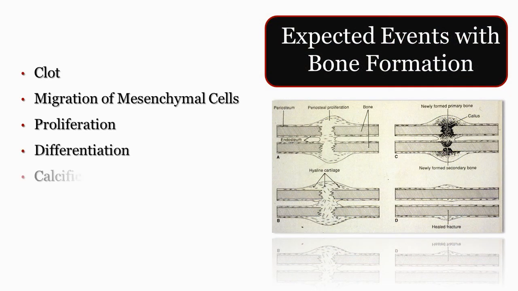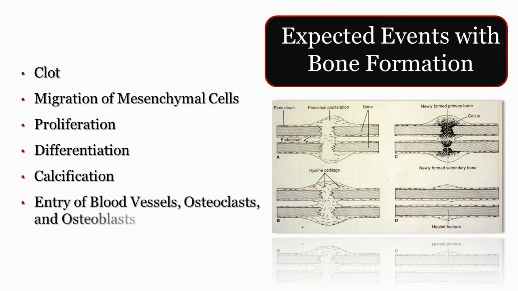We see a clot is formed by the migration of mesenchymal cells and their proliferation to increase their number. The cells differentiate, producing cartilage, which is calcified and destroyed by osteoclasts. And finally, we have colonization of the bone marrow to return to the broken bone.